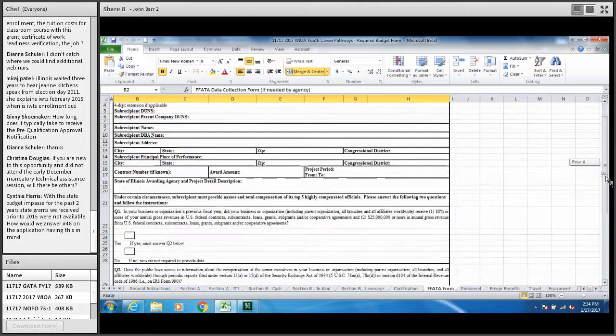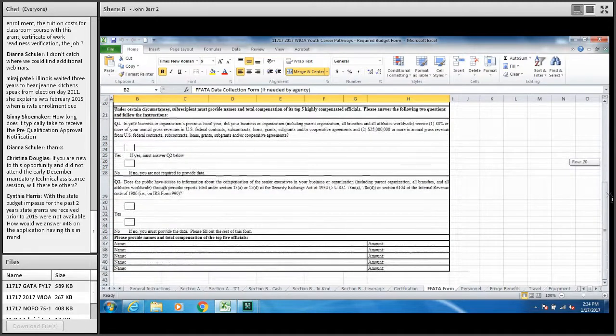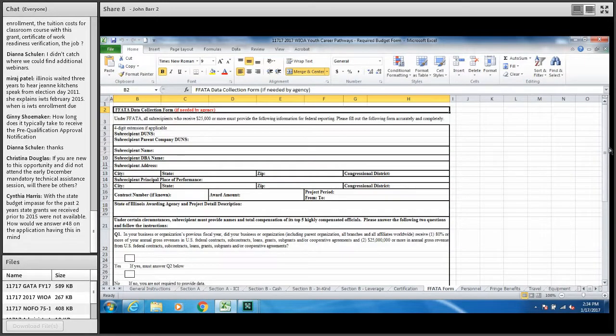You are most likely already providing this information. The question is, do you need to provide it on this form, and we'll need to get back with you on that specific piece.